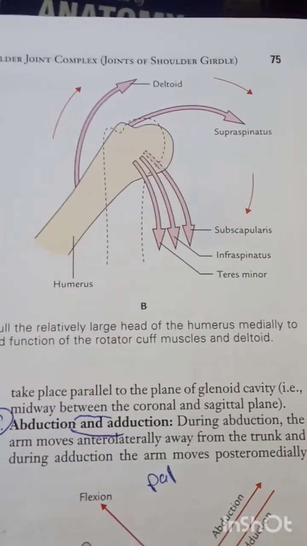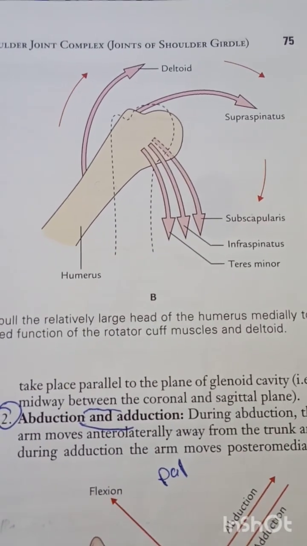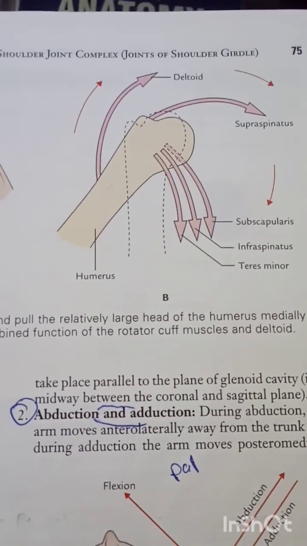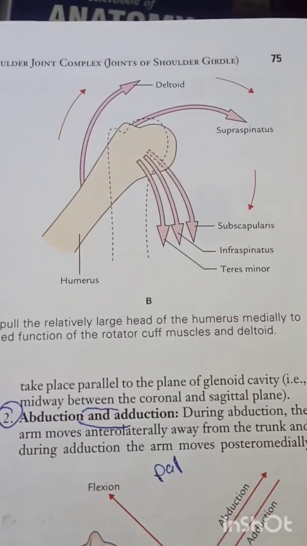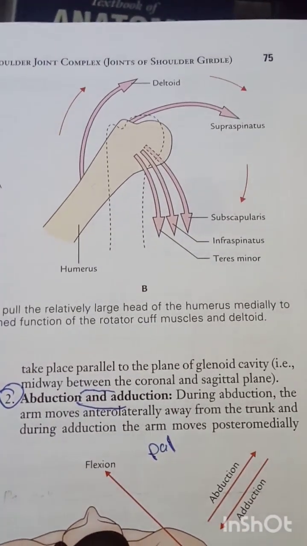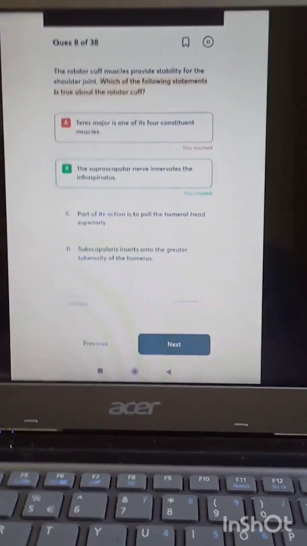See here, these are the actions of all those muscles: deltoid, supraspinatus, subscapularis, infraspinatus, and teres minor. In none of the actions is the humeral head pulled up superiorly. It is pulled inferiorly in all those actions. So statement C is wrong. Fourth statement is subscapularis inserts onto the greater tuberosity of the humerus.